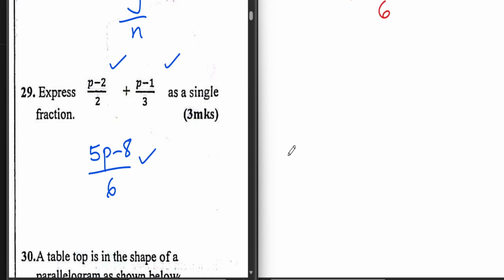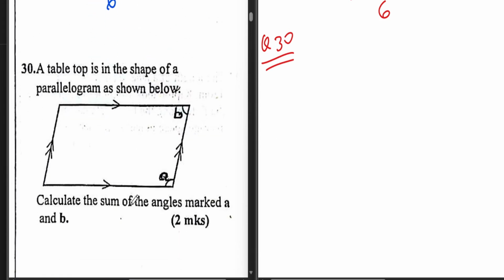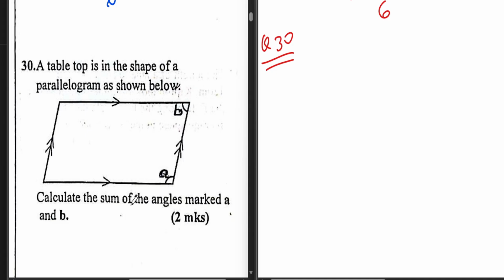Now that's question 29, done and dusted. Question 30. A tabletop is in the shape of a parallelogram as shown below. Calculate the sum of the angles marked A and B.